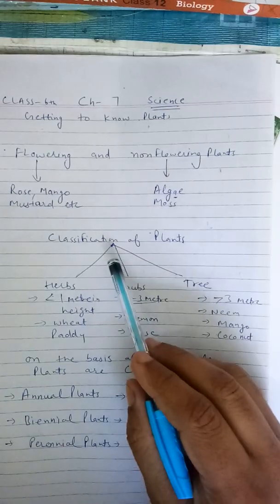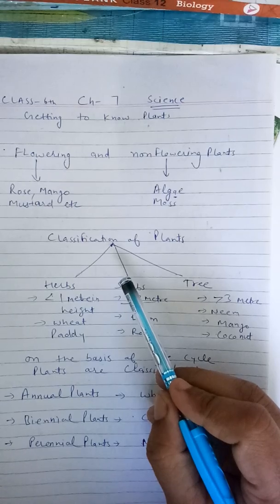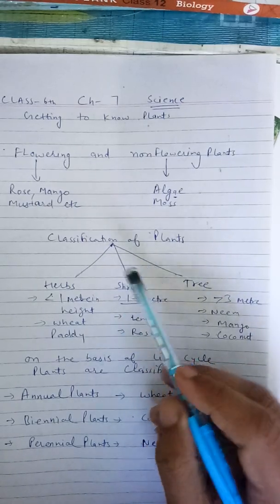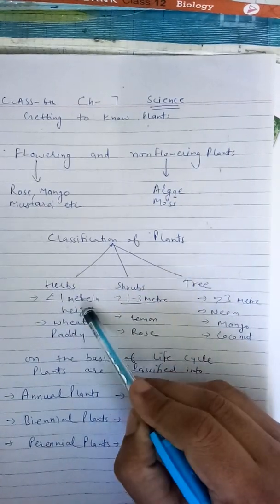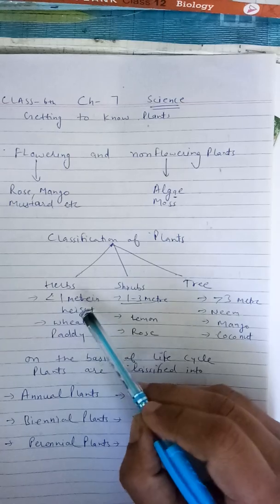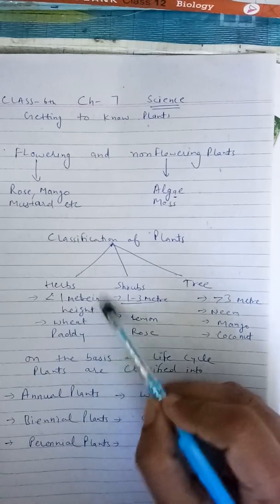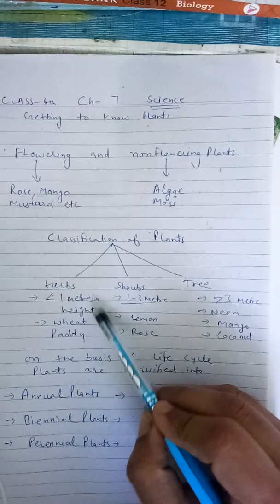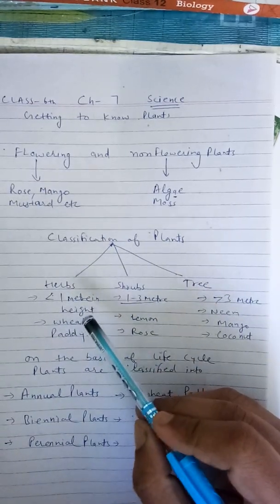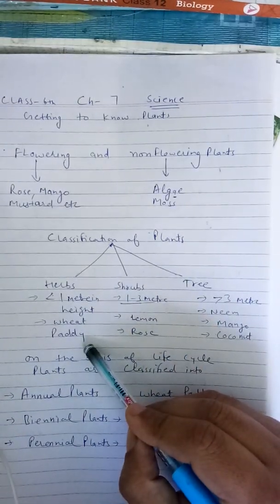Next is the classification of plants. On the basis of their size and structure, most plants are divided into three parts: herbs, shrubs and trees. Plants with a height of less than 1 meter, generally green in color with soft stems, are called herbs. Examples we often see are wheat, paddy, coriander, tulsi and grass.